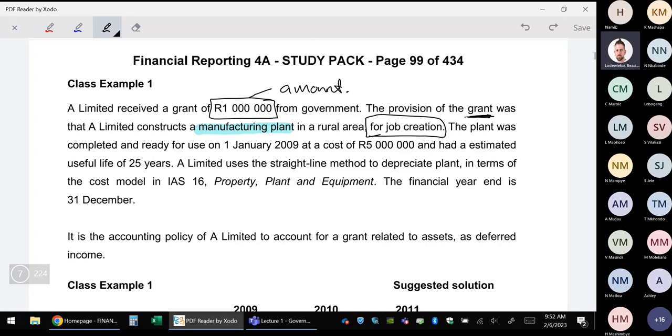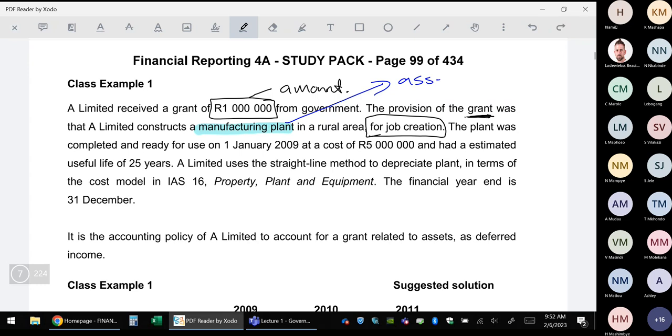So in this question, we can see that that refers to an asset-based grant because we have to construct a manufacturing plant. It's not linked to an expense in the income statement. So when you have information on government grants, the first thing you do is you see, is it income-based or asset-based? In this example, it is asset-based because it is linked to an asset that we will use for PPE that we have to purchase.